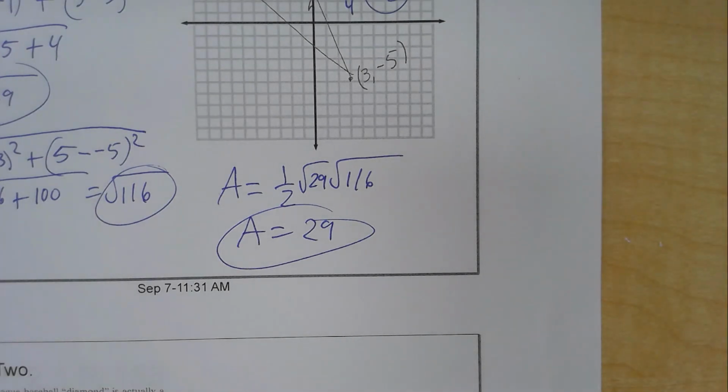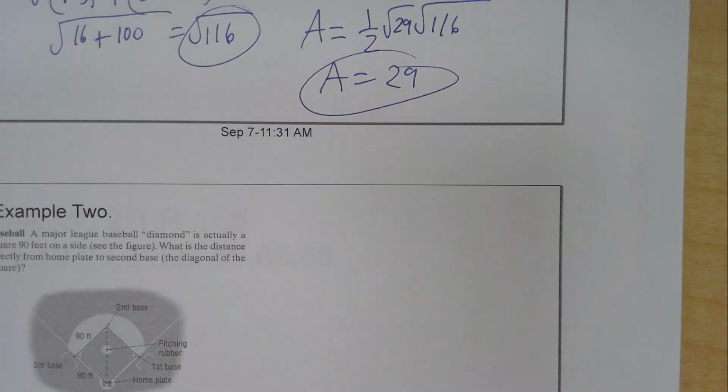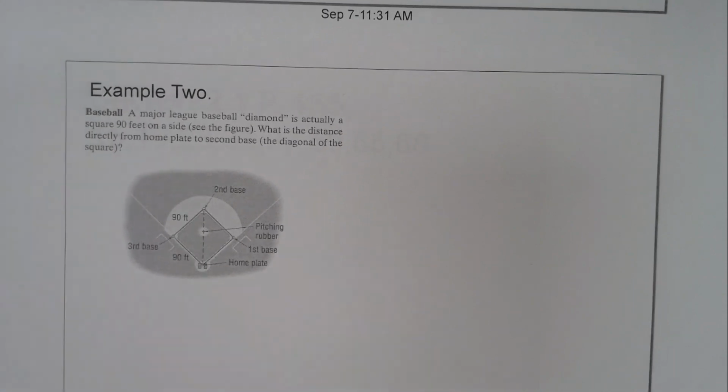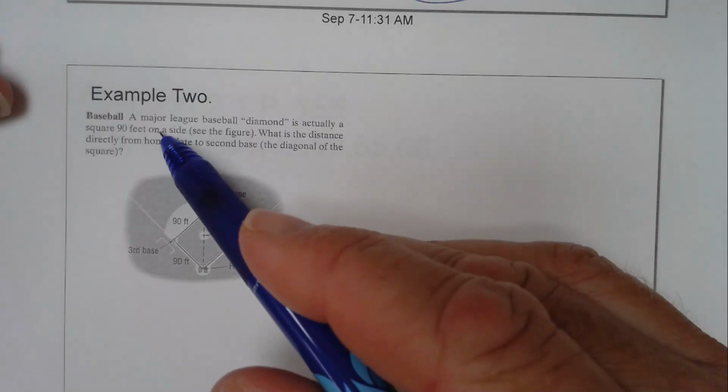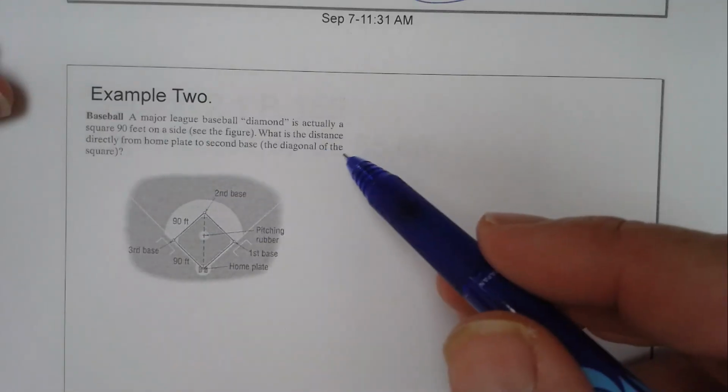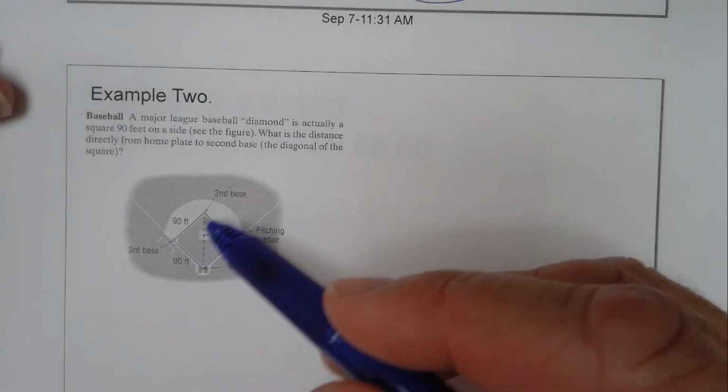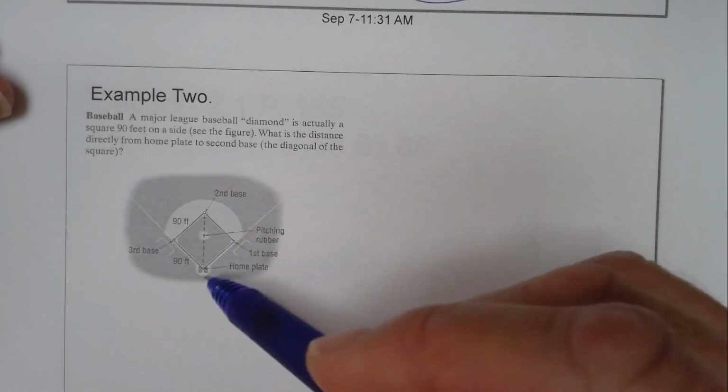All right. Now, baseball season's almost over, but we can do a baseball problem. It says a baseball diamond is 90 feet on a side. What's the distance directly from home plate to second? So the catcher's got to throw it that far.